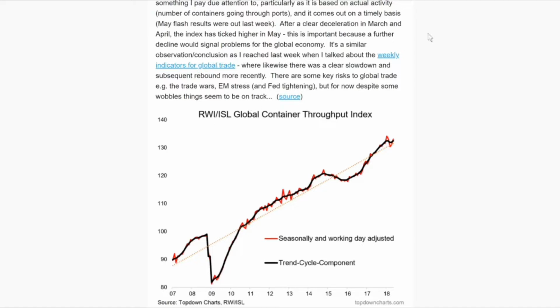This is the flash result, so the good thing about this is that it comes out monthly, number 1, but also comes out relatively soon after the end of the month, compared to some of the other indicators on global trade. So it was out late last week, so basically we've got the latest and greatest data here. And what I find interesting about this chart, or the reason why I've decided to talk about it, is that in April and March you had this quite a significant slump there.